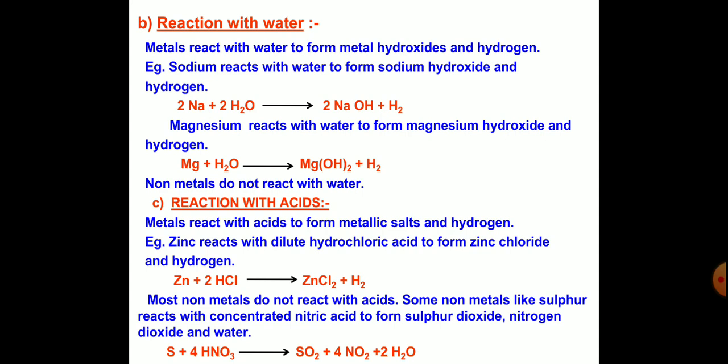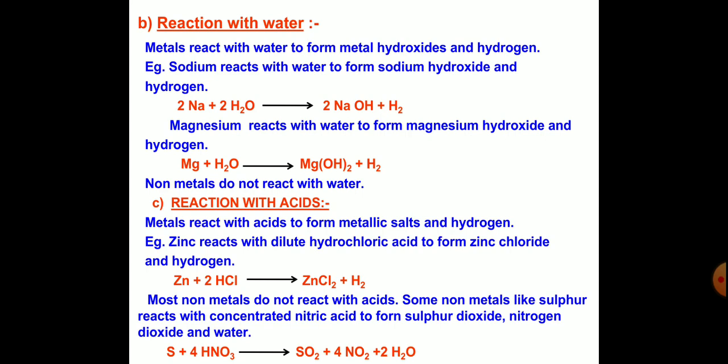I have given the example of sodium. Sodium is a highly reactive metal, so it can react in cold water. Is it not a highly reactive metal? When sodium reacts with water, it forms sodium hydroxide along with the evolution of hydrogen gas. One more thing to remember, it evolves heat also. It is known as an exothermic reaction.